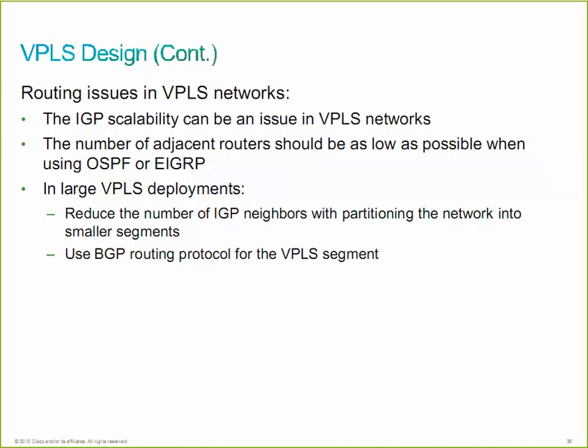So what are the choices? Well, one choice is partitioning the network so that we reduce the number of adjacencies that might exist, or the other option is to run BGP because it's more suited to support multiple peers in the design.